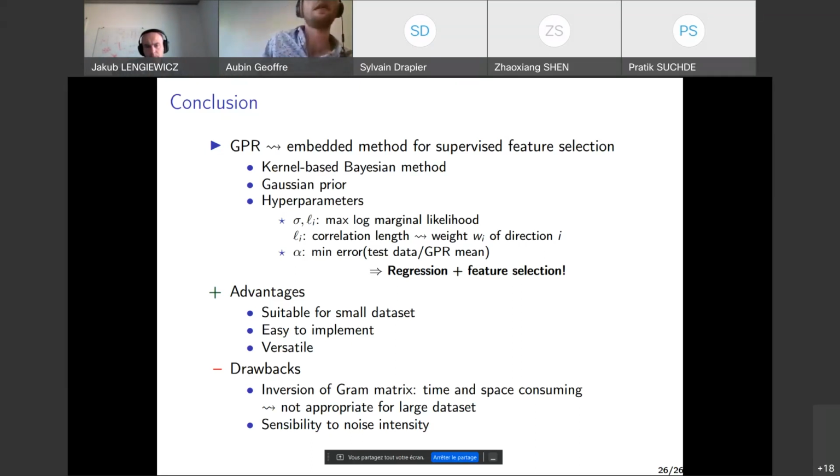But on the other hand, it has some drawbacks. The Gram matrix is not a sparse matrix, so it can be really time- and space-consuming to invert it. So it's not appropriate for large datasets. And we also found a noise sensitivity that we addressed here by minimizing the error, but maybe we can think of other techniques to fix it.